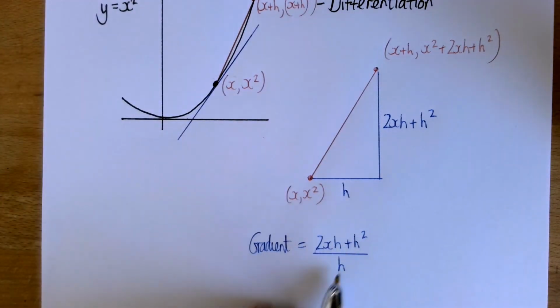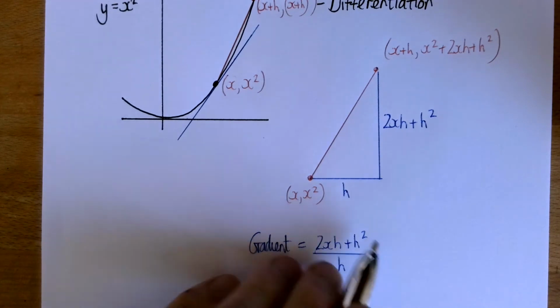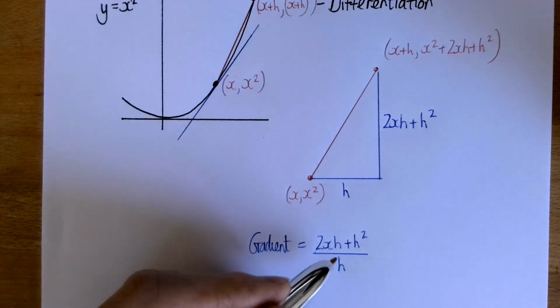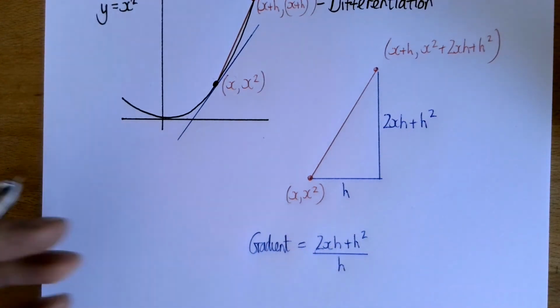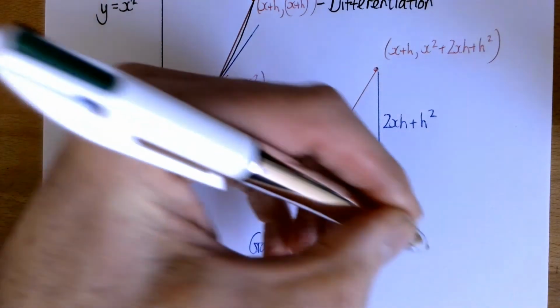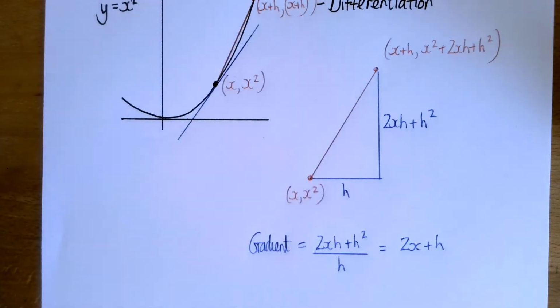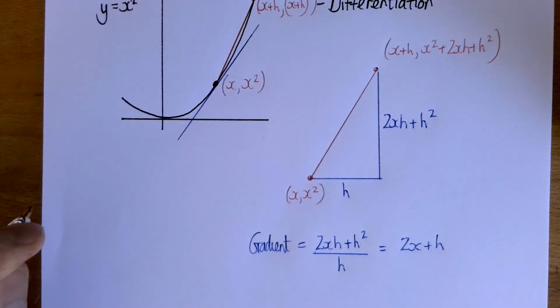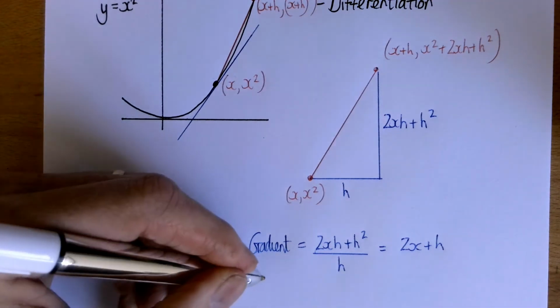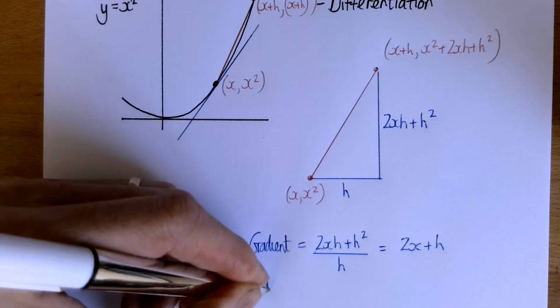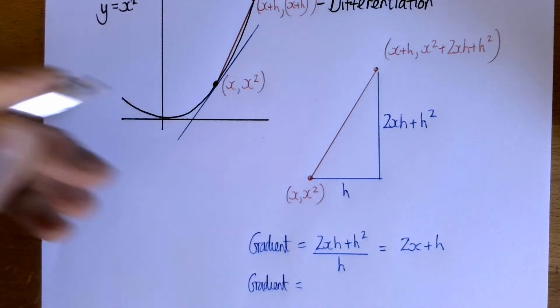I've got 2 things divided by 1 thing. I can therefore do some cancelling. I've got an h here, an h here and an h here, so I can divide everything by h. And what we then say is, okay, let's go back to my original diagram.